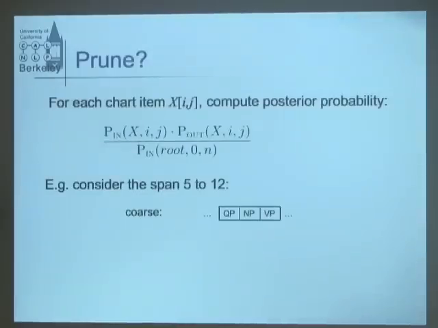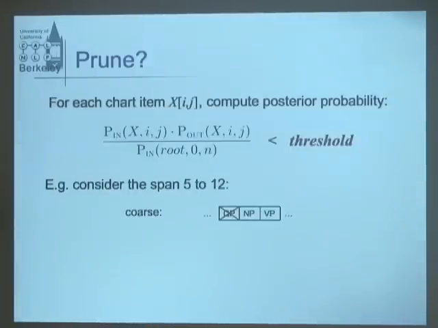So this is a pruning heuristic. It's not guaranteed to give us the correct result according to our model, but in practice it works really well. And you have a threshold that you need to set for each.